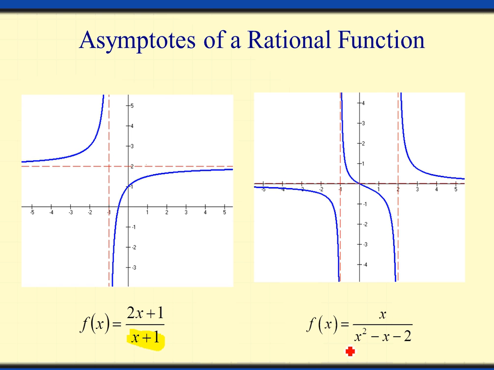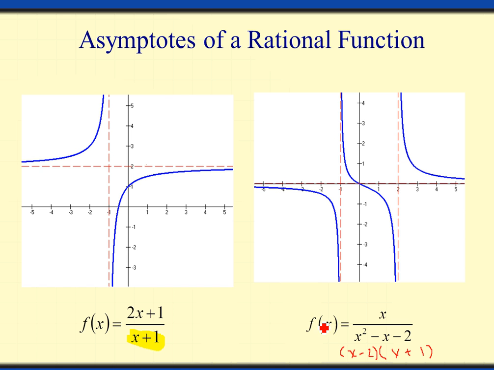So if we can, here we'll have an x times an x, and how about an x minus 2 times an x plus 1? Is that factored? I believe it is.